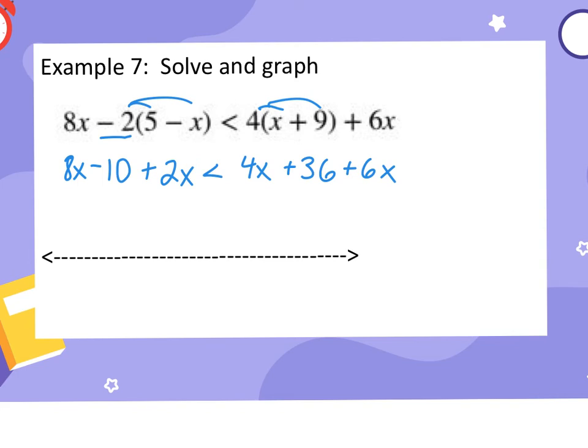Now, what am I doing? Make sure you're fixing it as you go if you messed up. It's okay to make mistakes. Just make sure we correct them. Combine like terms. What are my like terms on the left? 8 and 2. So 10x minus 10 is less than. What are my like terms on the right? Perfect. So 10x plus 36. What'd you do next?